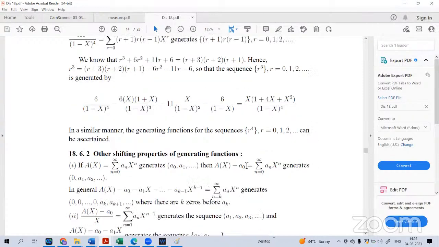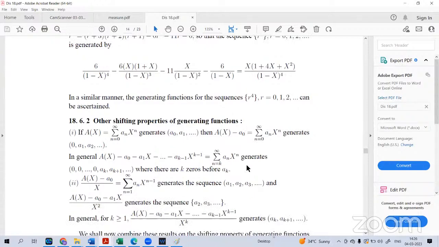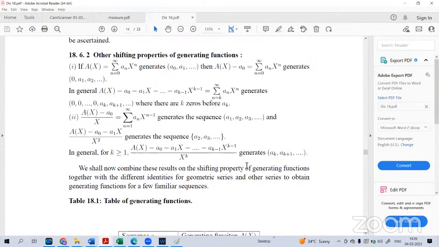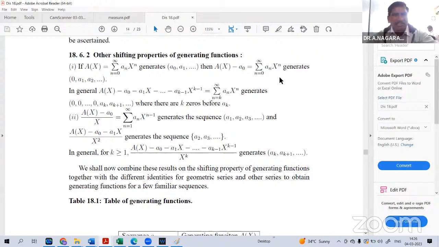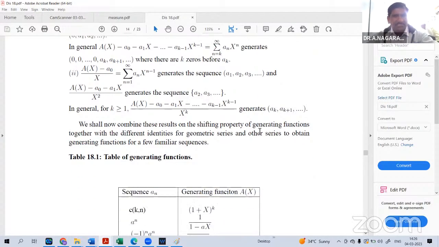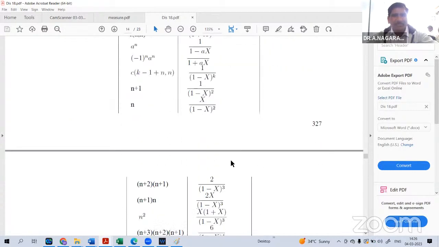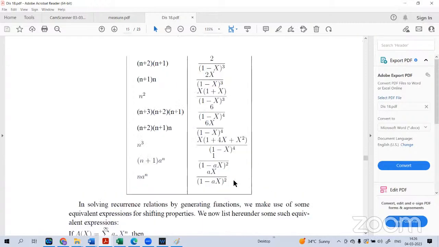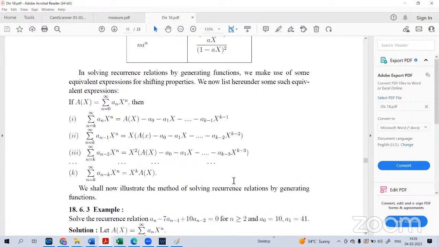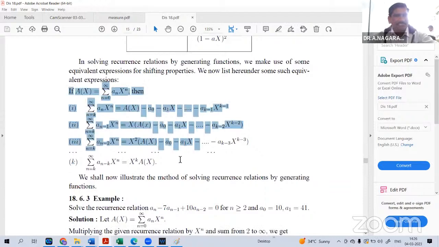Now coming to the other shifting properties. In these other shifting properties, if I take the generating function, it comes to A(x) equal to the summation of a_n into x power n, which generates a_0 onwards. So these all come to the generating functions. Next, the tabulation form. The sequence will be there and you should remember the generating function. Whenever you are asked about the generating function, you should remember these generating functions.